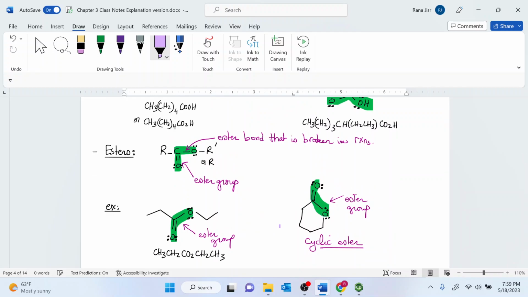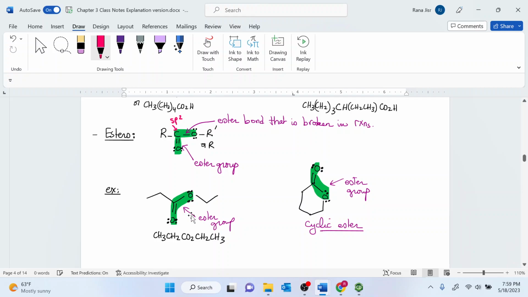Another functional group is the ester. The ester bond is the CO bond, and the ester group is the carbonyl connected to the oxygen. So this whole thing is the ester group, and the ester bond is the CO bond. The ester bond is a very reactive bond. This is a weak bond between an sp2 carbon and the electronegative oxygen. And this bond can be broken easily. So this is the reactive part of the molecule.